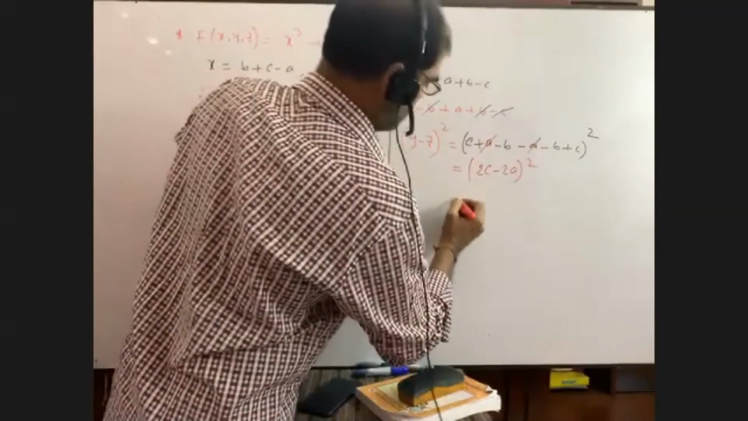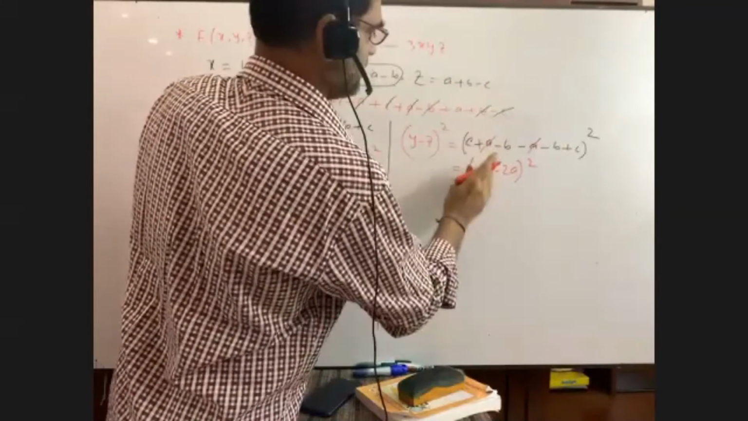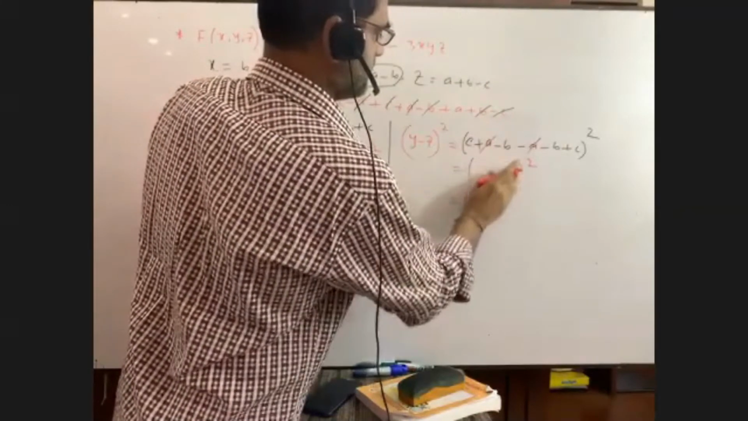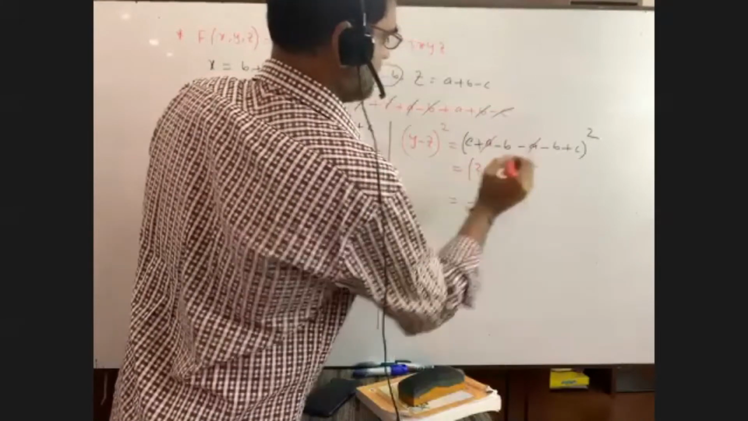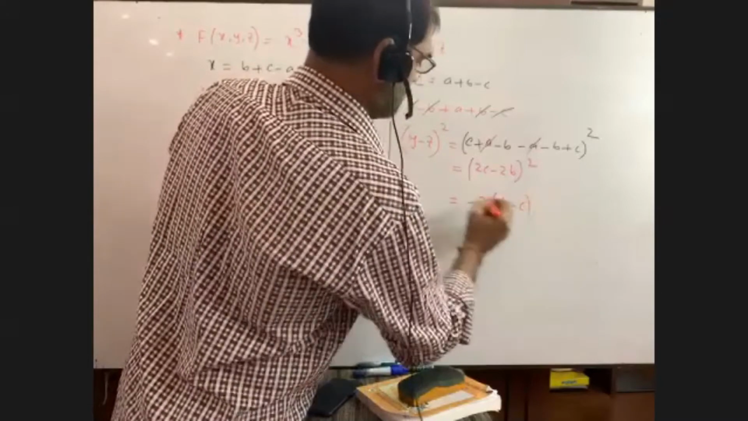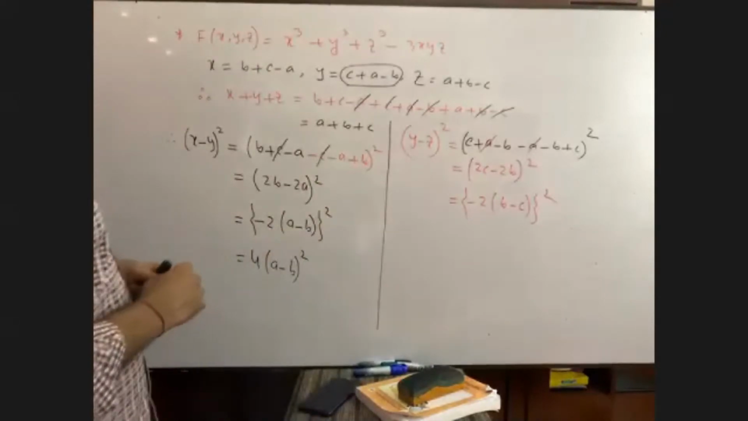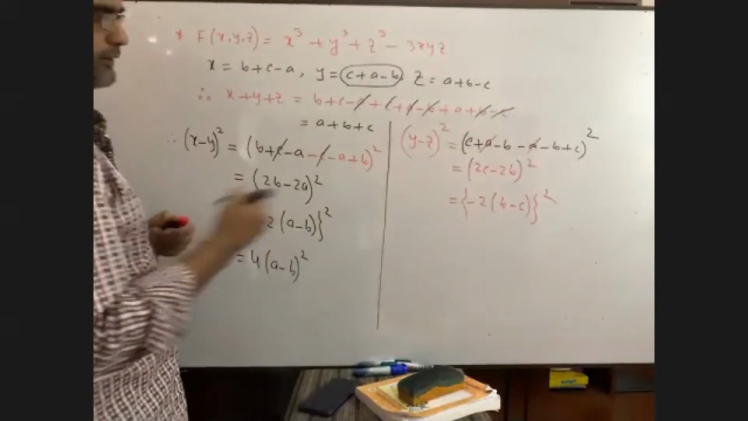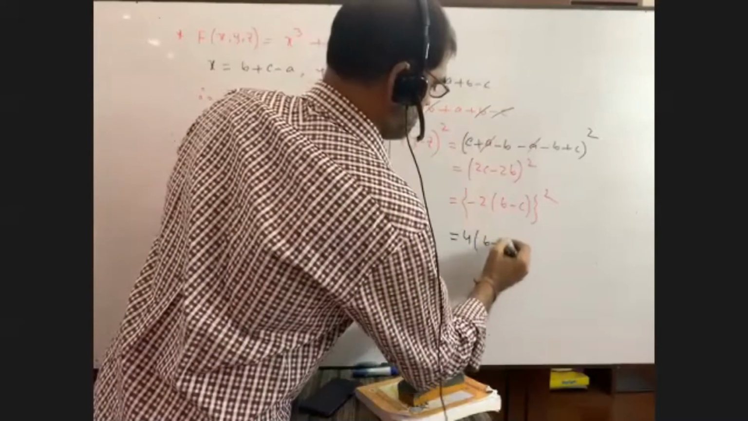No, sir, here it is twice b. I am sorry. It is b whole. Twice c minus twice b. So we are getting minus 2 into b minus c whole square. That means it is 4 into b minus c whole square.